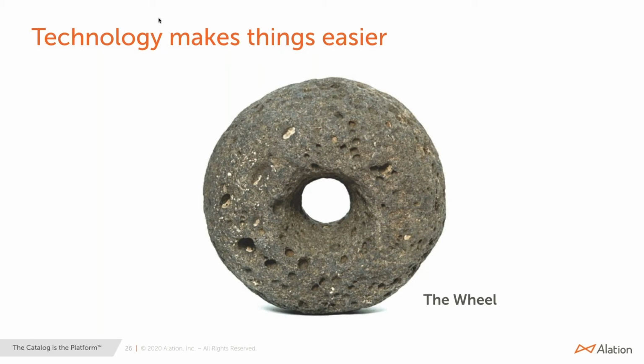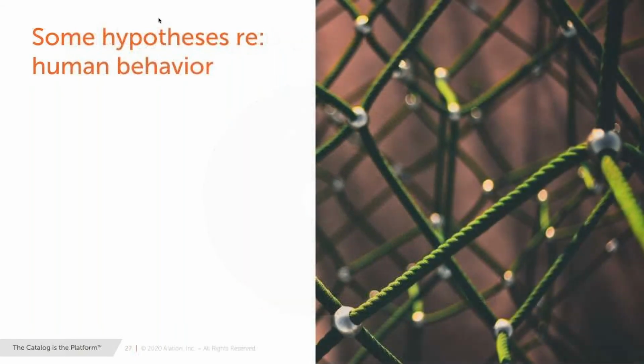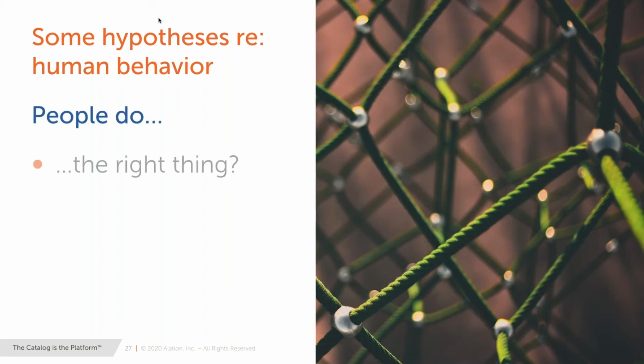The punchline is that technology makes things easier, going all the way back to pre-Lascaux times with the wheel, reducing friction to make motion easier. And so if we're trying to change human behavior, we can look at how might we change human behavior, how might technology fit in, what are the different hypotheses about what people do? Do people do the right thing?